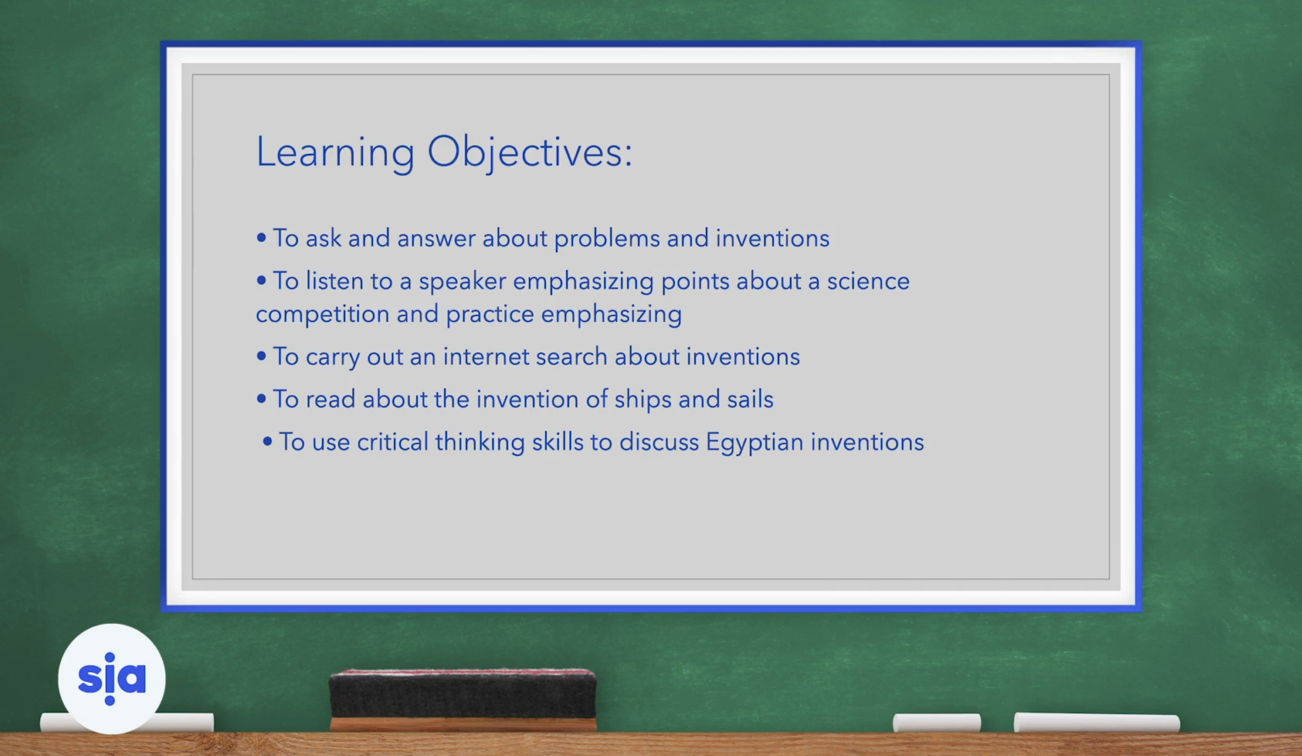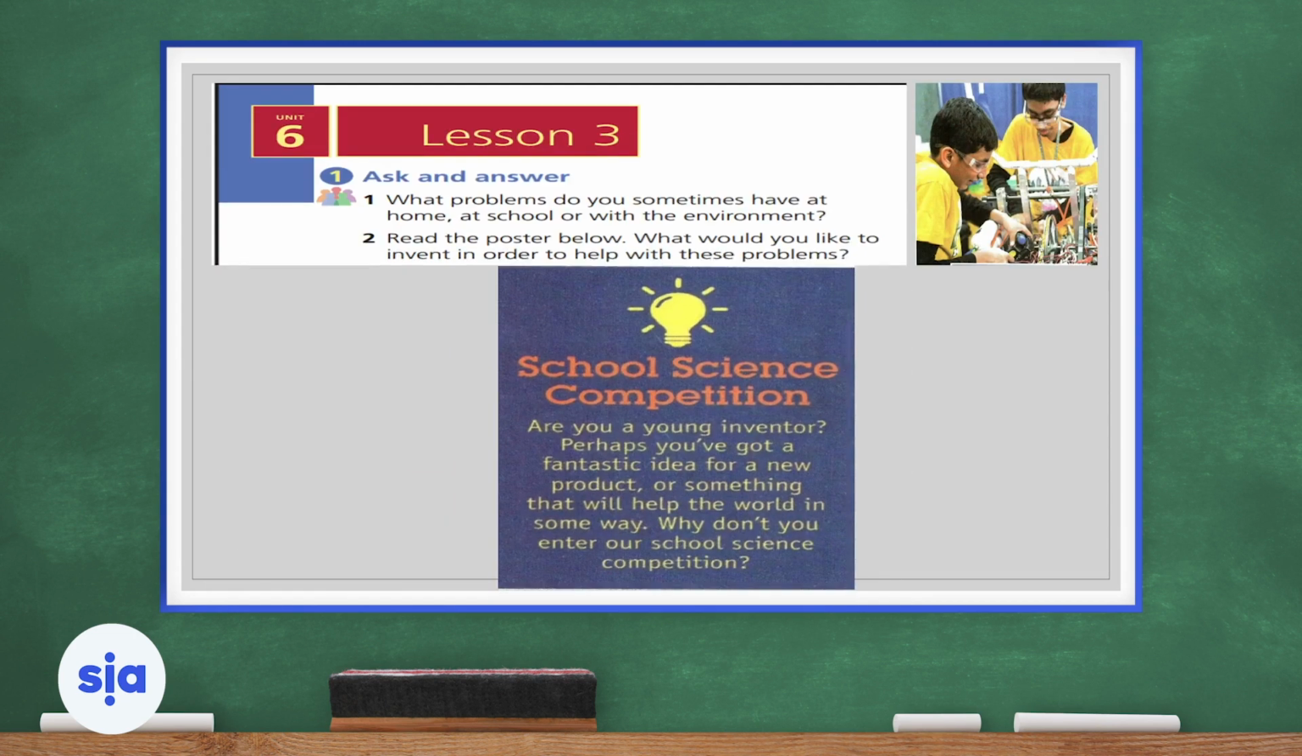We're going to ask and answer questions about problems and inventions. And then we're going to listen to a speaker emphasizing points about a science competition, and we will practice emphasizing itself. And then we will carry out an internet search about inventions. We will read about the invention of ships and sails, and then we will use critical thinking skills to discuss Egyptian inventors. Now let's get started.